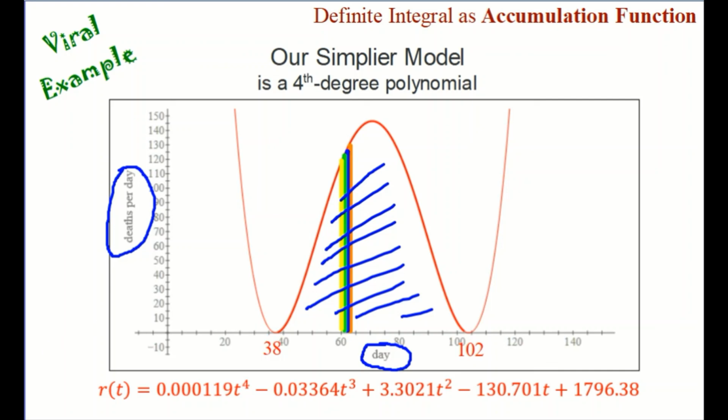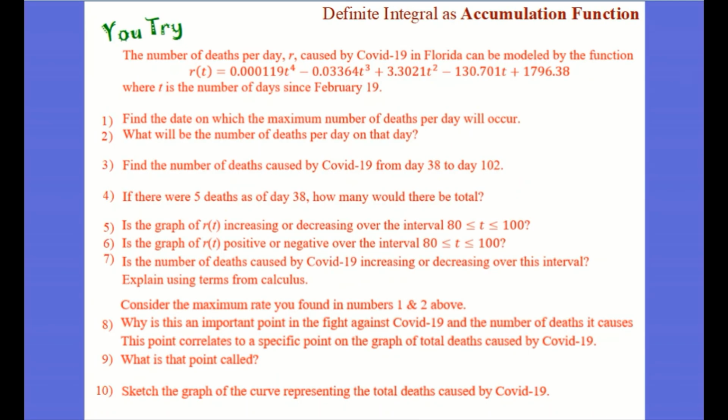I hope that helps. I've got an assignment for you based on this fourth degree polynomial, and here it is. Talk about when will the maximum number of deaths per day occur, and on down the list. The last one might be a little hard for you to turn in. You have to sketch the graph. My thinking is you can maybe sketch it and then take a picture of it and put the picture into your submission when you submit your answers online.